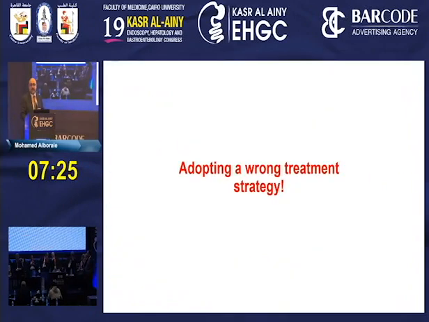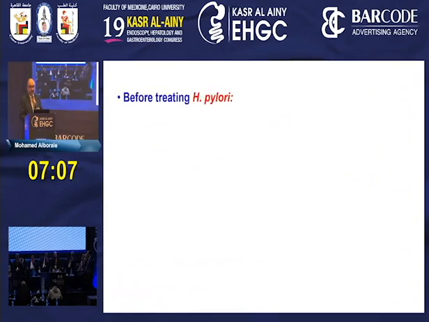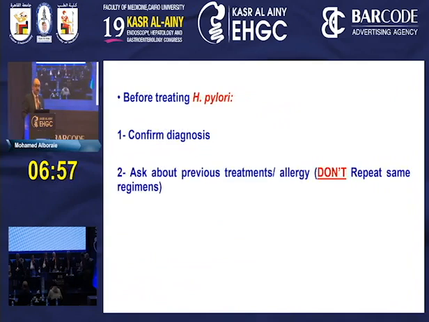Adopting a wrong treatment strategy: you have to have a strategy for treating patients with Helicobacter pylori. Most of us see patients who have had many courses of treatment, who come from different physicians with like 7 or 8 prescriptions. We have to ask them about the antibiotics they have received before, because we should not repeat the antibiotics. So before treating Helicobacter pylori patients, you have to confirm the diagnosis. Please make sure that the patient is diagnosed by a very sensitive and specific test. Number 2, ask about any previous treatment attempts, and please don't repeat treatment.